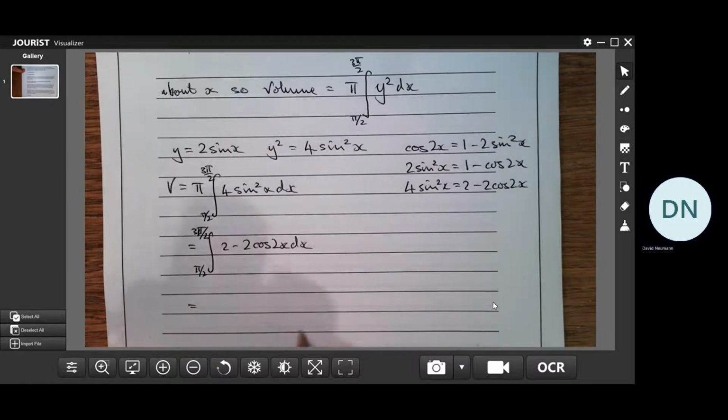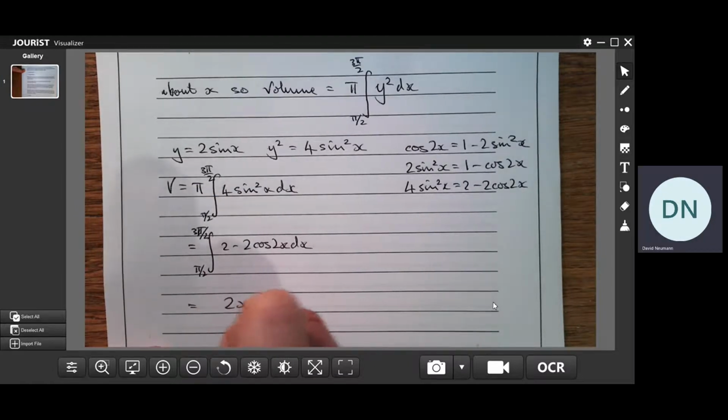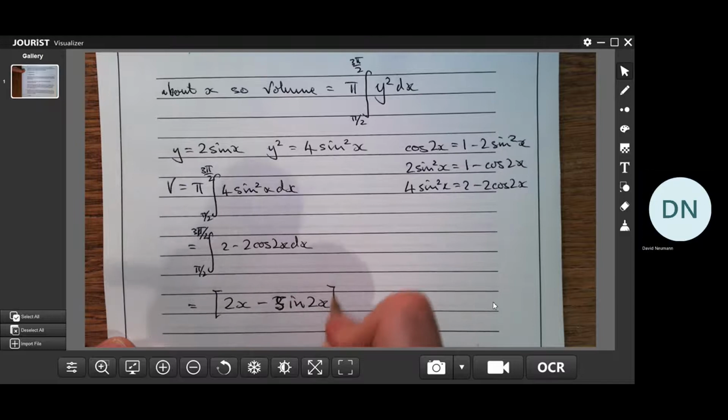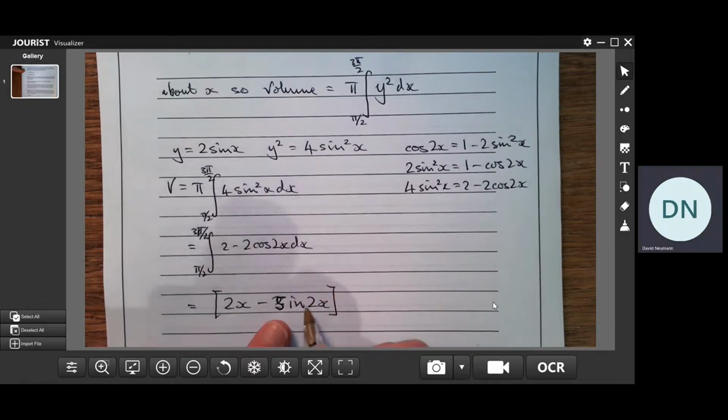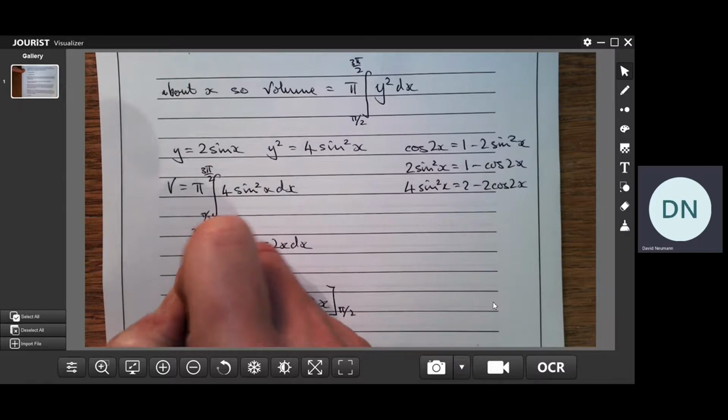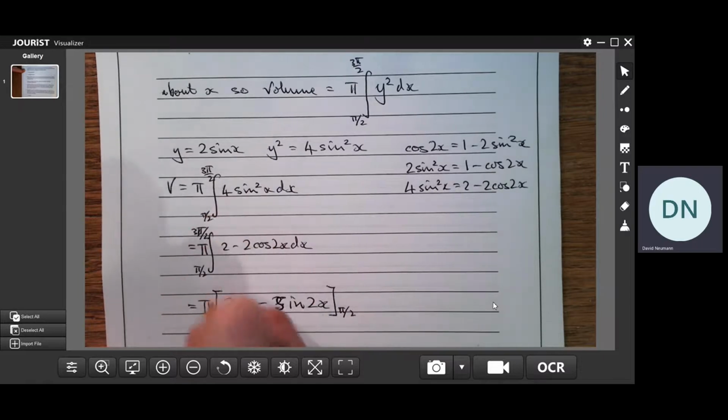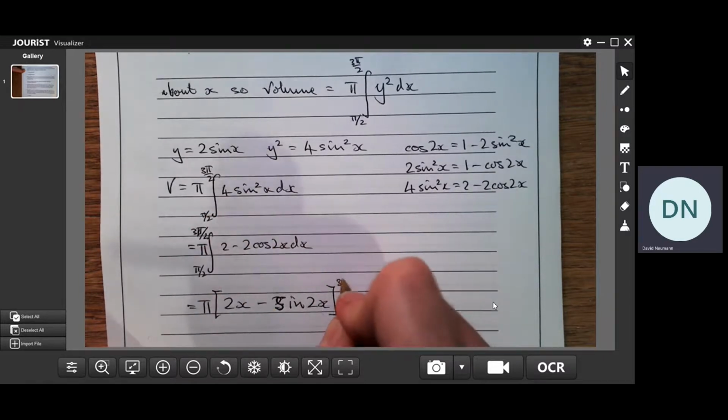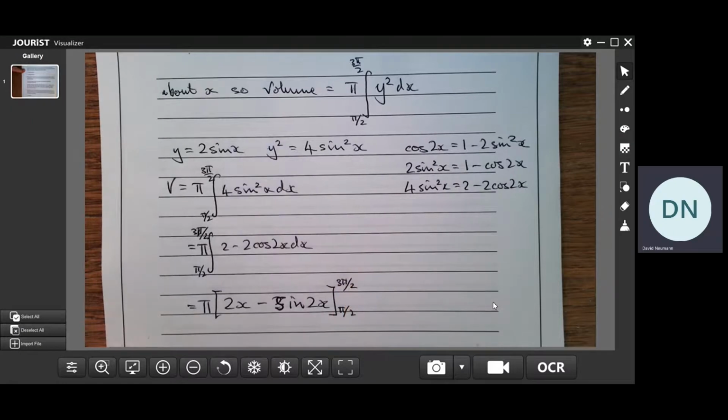And if we integrate that, we're going to get 2x minus sine of 2x. And when we differentiate sine of 2x, we get 2 cos of 2x. So that goes from pi over 2. I've missed out the pi here. I'm a bit inclined to do that. It's very easily done. 3 pi over 2.